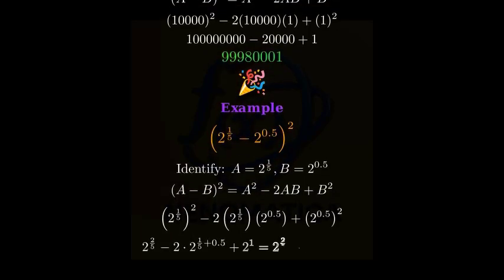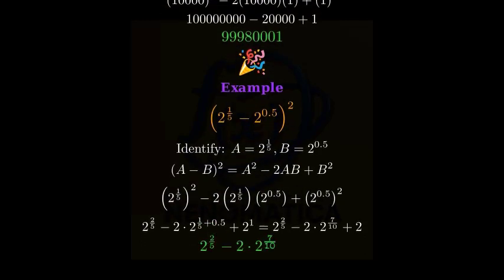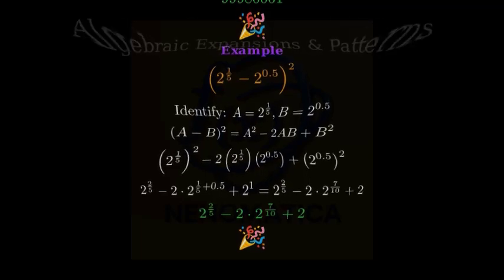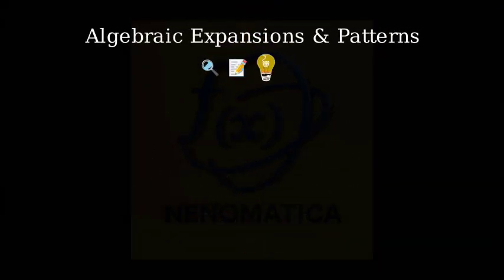We can simplify the middle term by using the properties of exponents. 2 to the power of 1/5 times 2 to the power of 0.5 is 2 to the power of 1/5 plus 0.5, which is 2 to the power of 7/10. So the middle term becomes negative 2 times 2 to the power of 7/10. Our final answer is 2 to the power of 2/5 minus 2 times 2 to the power of 7/10 plus 2. Let's look at some examples and see how to solve them step by step.